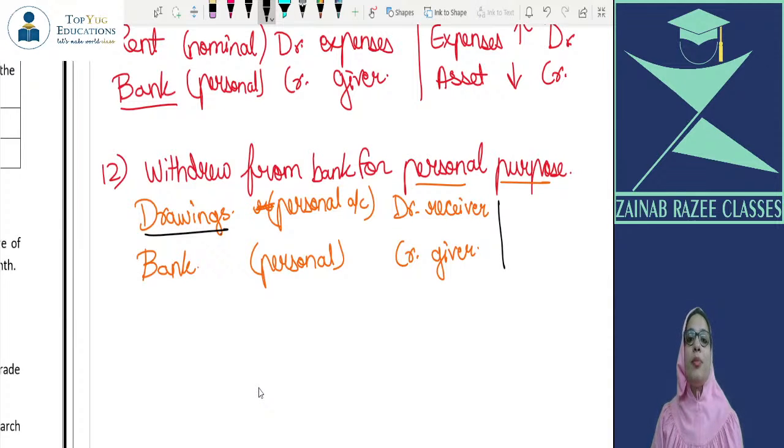And as per modern approach, where will drawings come? Asset, liability, capital, income, expense? Come on. Last point for today. Okay, you guys are saying drawings is an expense. Anyone having any other answer?